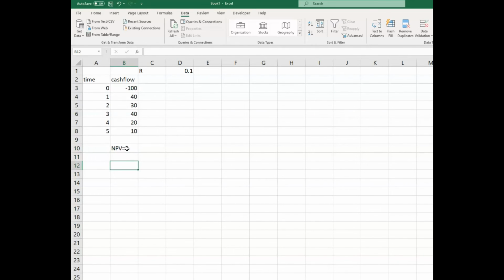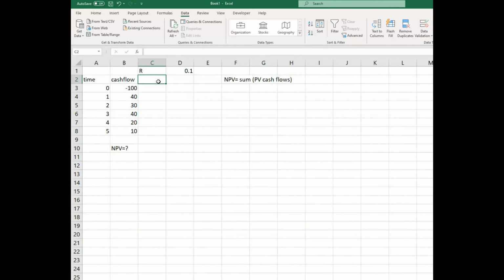So what is net present value? I'm going to use 3 methods to calculate NPV. The first method, I'm going to use the definition. The definition: NPV equals the summation of all PV, the summation of the present value of all the cash flows.